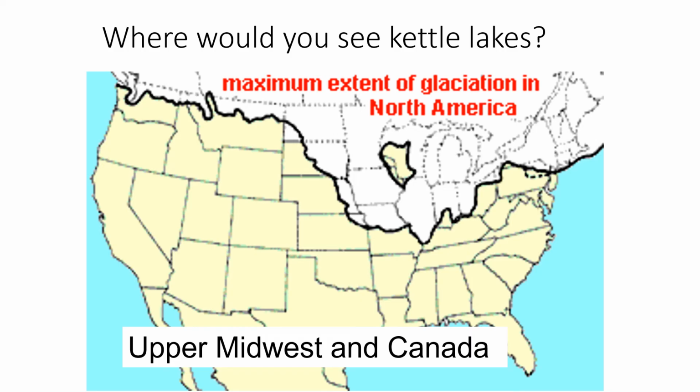Now, where would you see these kettle lakes? You're going to see them in the upper Midwest and up here in Canada because those were the areas that were underneath the glaciers at the end of the last ice age. So those are the places where the water was dropped from the glaciers and it sunk into the ground and made those little lakes.